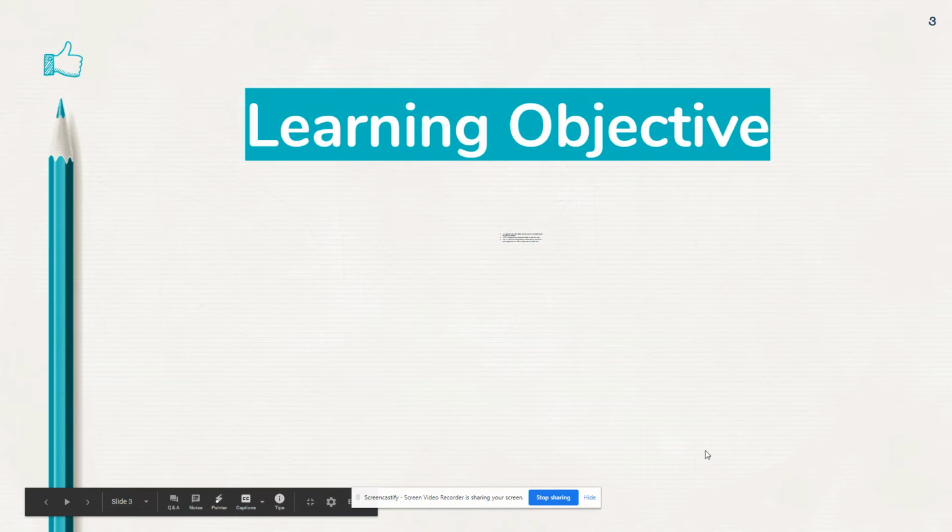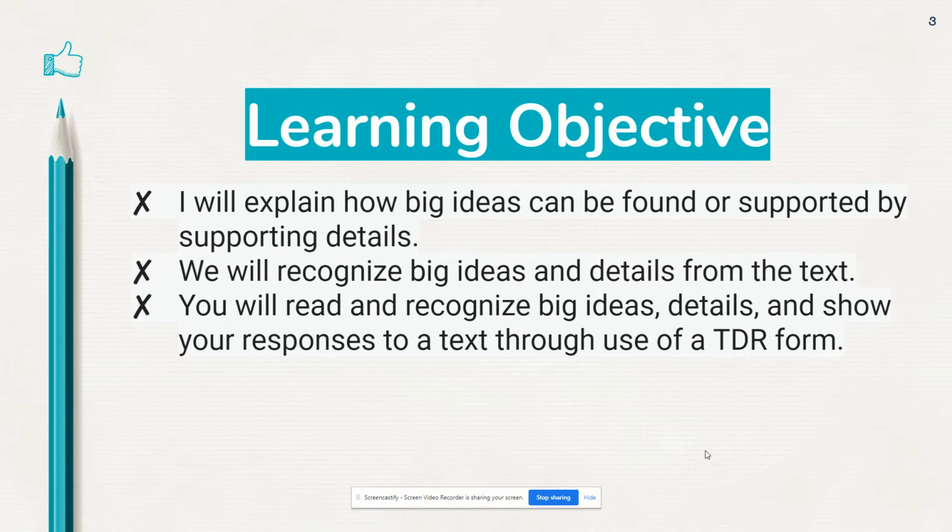Today's objectives are: I will explain how big ideas can be found or supported by supporting details. We will recognize big ideas and details from the text, and you will read and recognize big ideas, details, and show your responses to a text through the use of a TDR form.